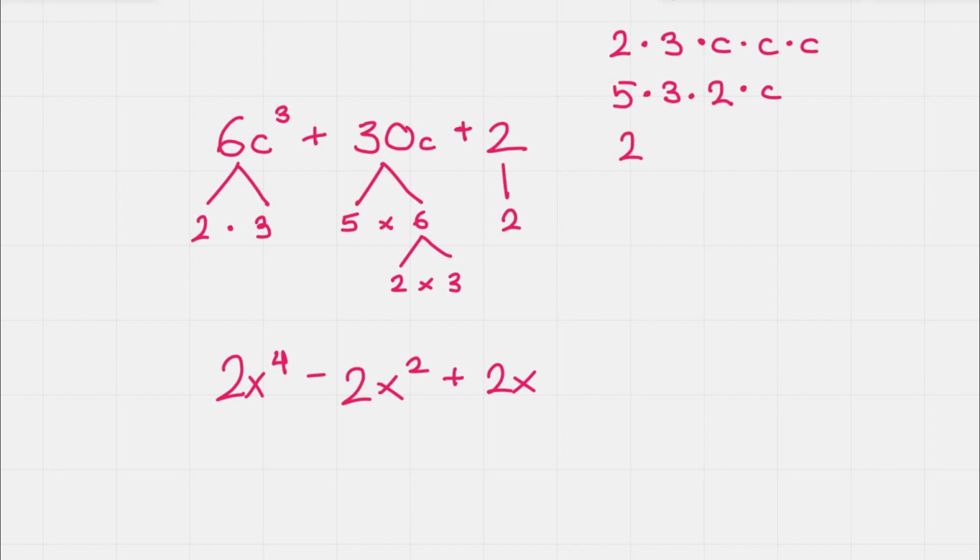Now what you want to do is you're going to find the maximum number of factors that all 3 terms share. And in this case, the only factor that they all share would be 2. So we're going to circle all 3 2's, and that is our greatest common factor. Now let's write down GCF is equal to 2.